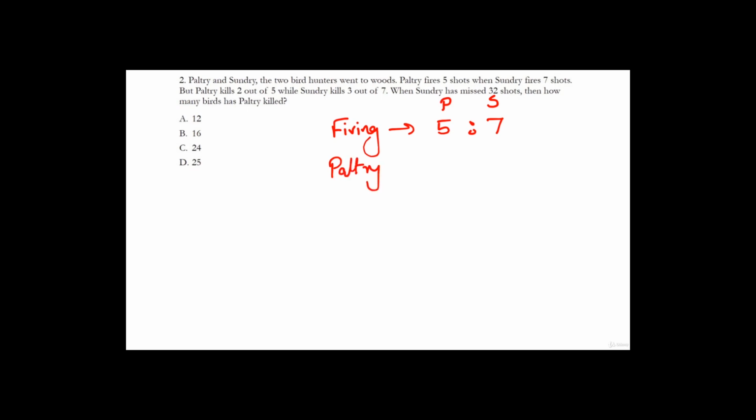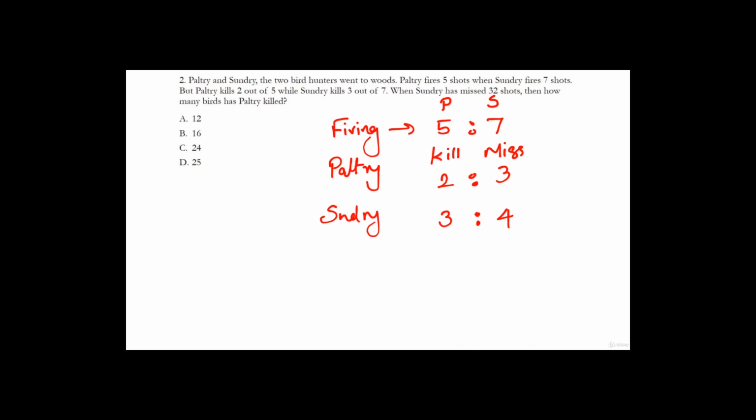Poultry's kill to miss ratio is 2:3, because out of 5 he kills 2 and misses 3. Similarly for Sundry, it is 3:4, because he kills 3 out of 7 and misses the remaining 4.